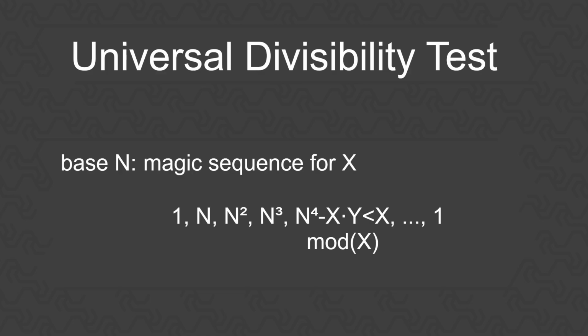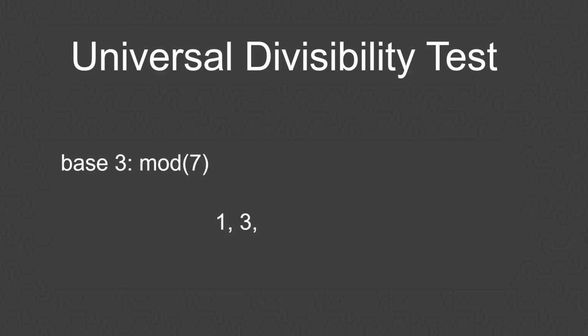Let's find the magic sequence for 7. First, we start with 1 and keep multiplying by 3. When we reach any number larger than 7, we subtract 7 or a multiple of 7 from the number and continue multiplying by 3. Here, the sequence goes 1, 3, 2, 6, 4, 5, 1. If we take a number like 343 and starting from the least significant digit, add the sequence as if it was being multiplied by each of these digits, we get 14. If the result is any number divisible by our magic sequence number or 0, our original query is also divisible by that number.